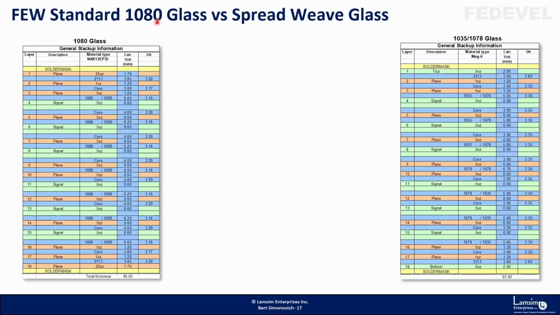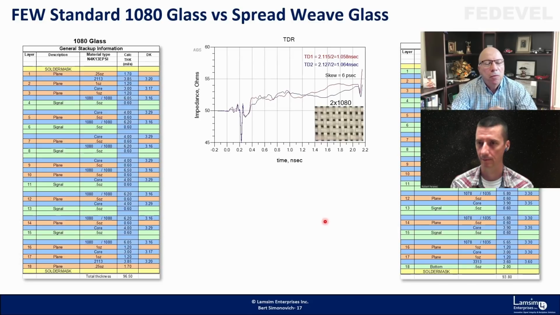We built it with 1080 glass of Nelco 4013 EPSI at the time. 1080 glass has open weave patterns in it, versus 1035, 1078 in Meg 6, which were spread weave. So we measured the impedance here. This is the TDR plot, the impedance plot of the plus and minus of a differential pair.